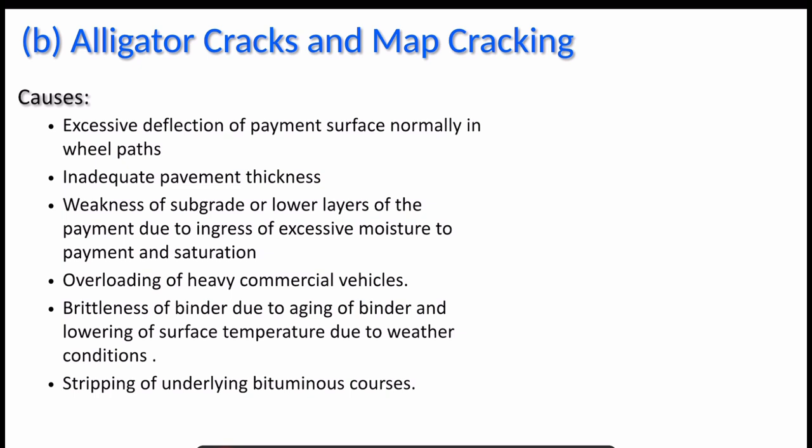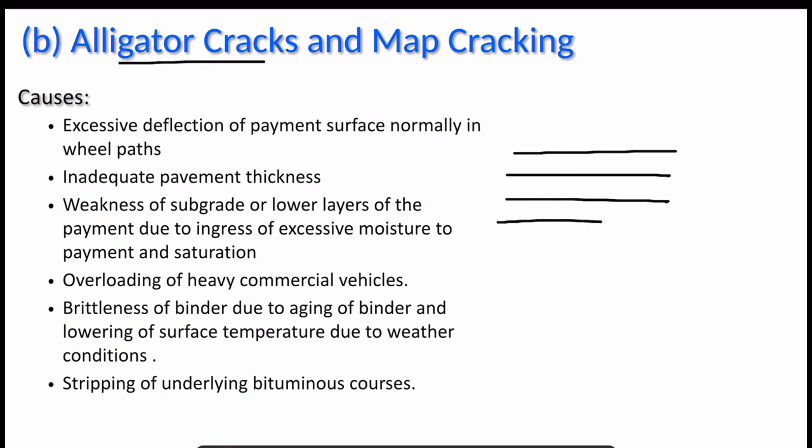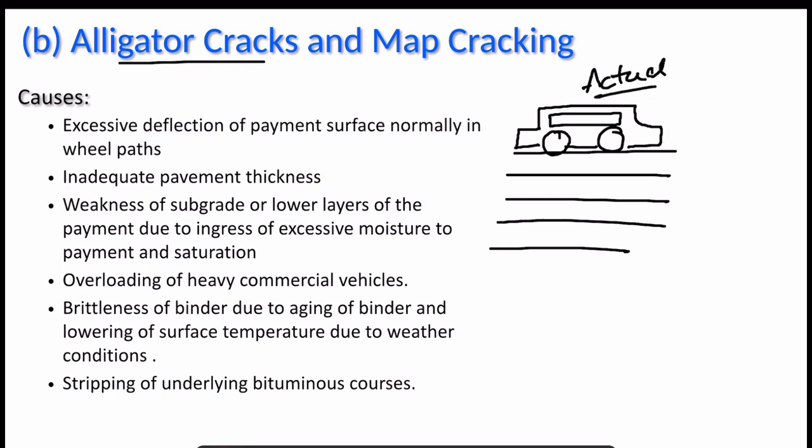What are the causes of alligator cracks? The first and major cause of alligator cracks is excessive deflection of the pavement surface, normally in the wheel path. We definitely know that the flexible pavement is a multi-layered structure. Now, the load that was taken into consideration for designing the flexible pavement is lower, and the actual traffic is much higher. The reasons for this high rate of increase in traffic are many. One prominent reason can be the overloading of commercial vehicles.